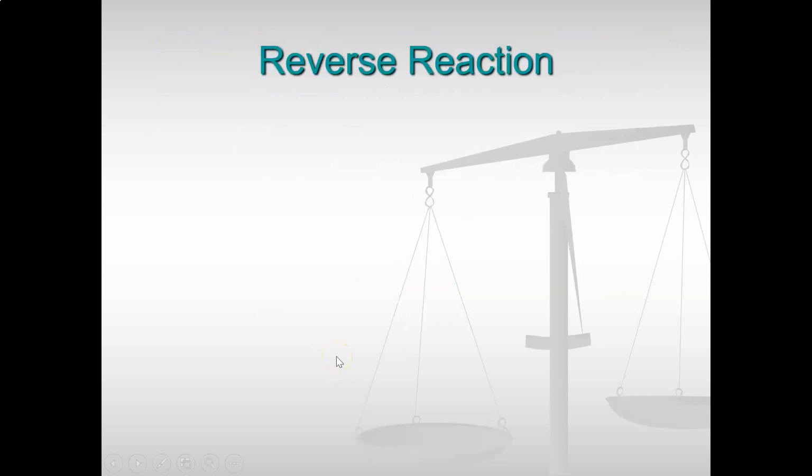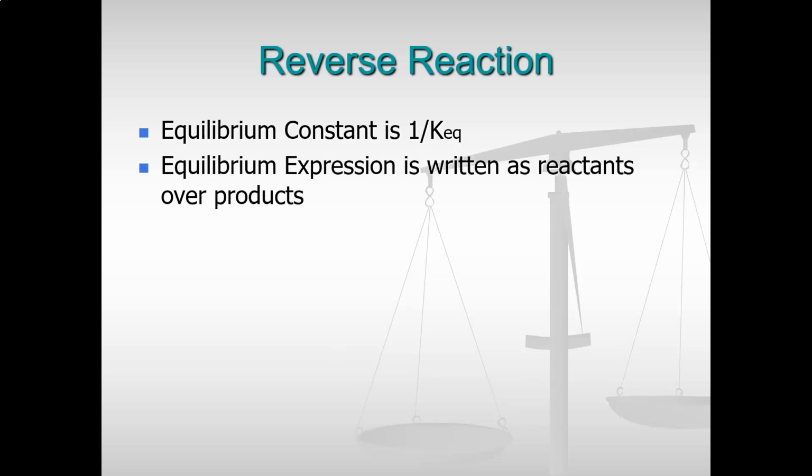All right, so let's think about this reverse reaction for a minute. If the equilibrium constant is products divided by reactants in the forward direction, in the reverse, we've got to flip everything, right? So 1 over KEQ is going to be the value of the equilibrium constant in the reverse direction. And how would we write it? We have to write it reactants over products.